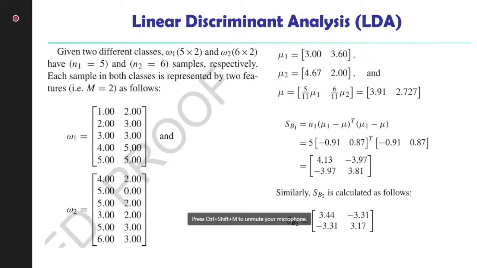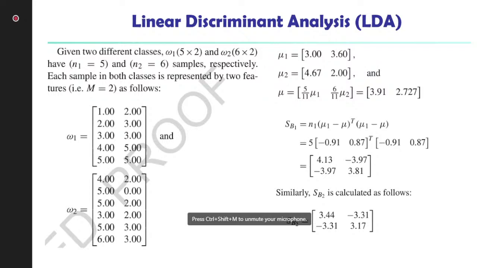So there is, let's say, data, there are a total of 11 samples. We have two different classes, W1 having 5 samples, W2 having 6 samples. For class 1 there are 5 samples, for class 2 there are 6 samples, right? So we will be calculating the mean of the first column, mean of the second column for W1. mu1 is the average of these 5 values, which is 3, and the average of these 5 values, which is 3.6. Similarly, mu2 is the mean of these 6 values and these 6 values.